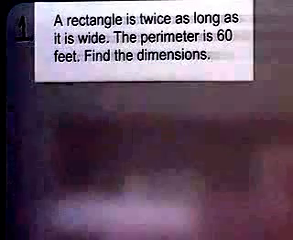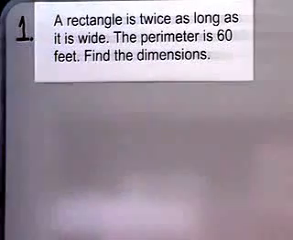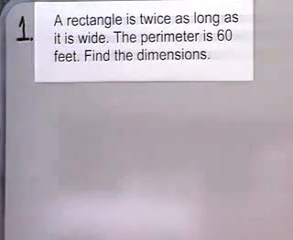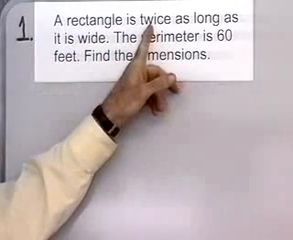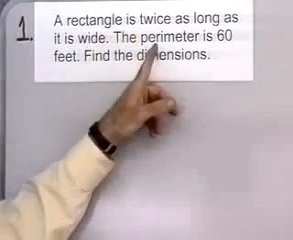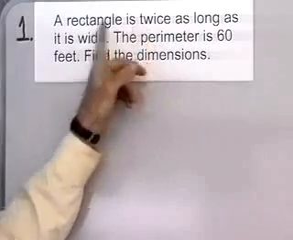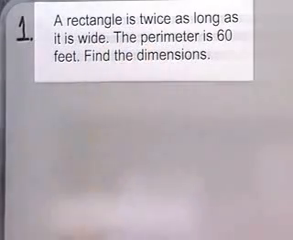Okay, so step one, what we want to do is read and mentally list the items that are known and the items that are unknown. So we have a rectangle, so we know that. Twice as long as it is wide, so the length is twice the width, and the perimeter is 60 feet. So we just kind of mentally read back over the problem and do that.